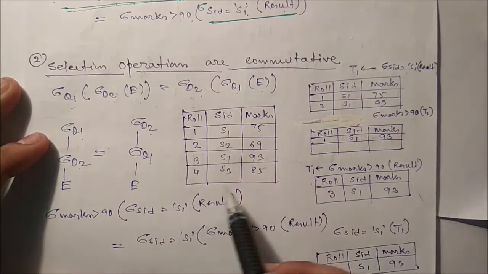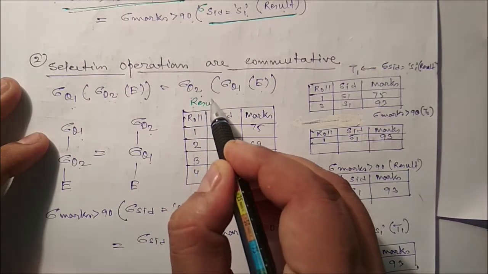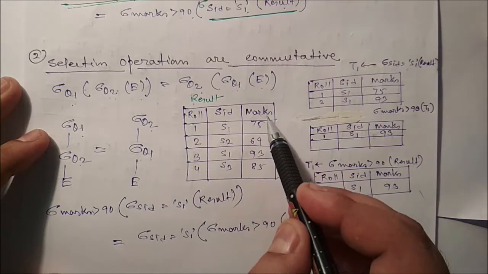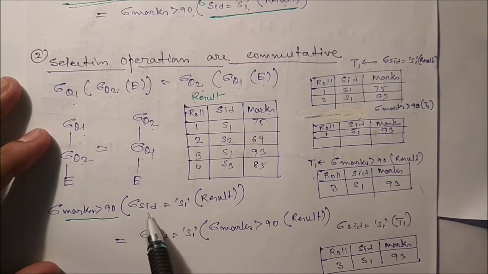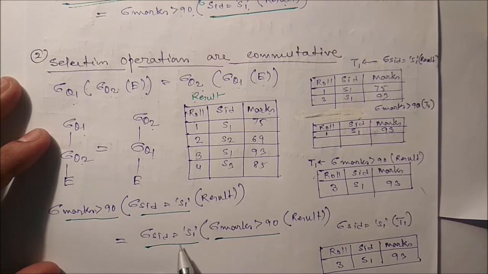So we can see here we can use the same result table. This is our result table, where three attributes are there: roll number, subject ID and marks. Now first is the selection condition marks greater than 90, then we apply subject ID S1. But in this particular case, first we apply marks greater than 90, then apply the selection subject ID is equal to S1.